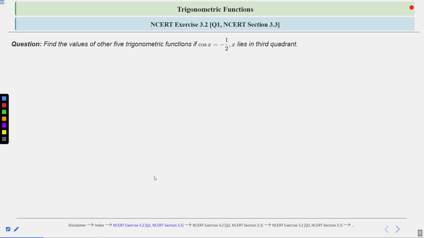Question is, find the values of other 5 trigonometric functions if cos x equal to minus 1 by 2 and x lies in the third quadrant, right?